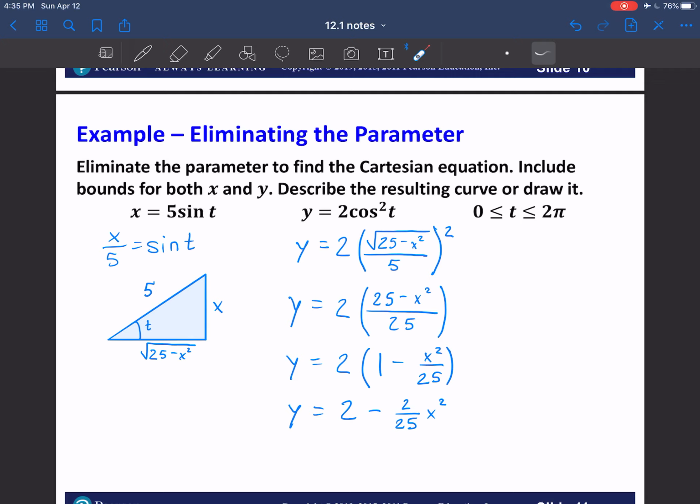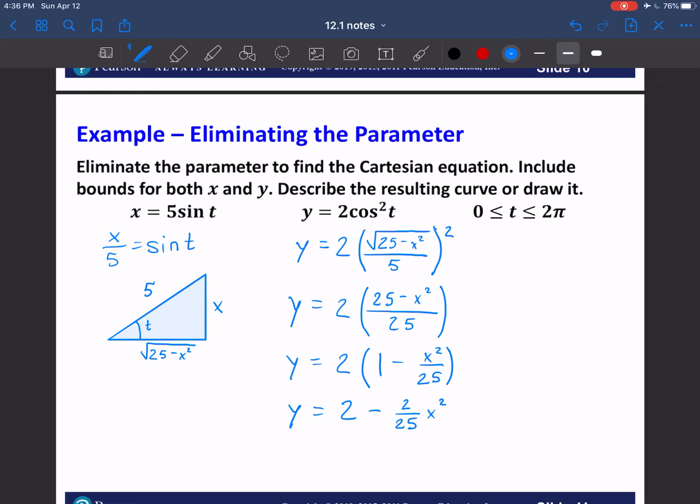So let's once again read the instructions, make sure that we've done everything. We need to eliminate the parameter to find a Cartesian equation. Alright, done. But we also need to include bounds for both x and y, and we need to describe the resulting curve, or draw it. So, to describe this curve, it is sufficient to say that this is a downward-facing parabola with a vertex at 0, 2, and that's probably sufficient.